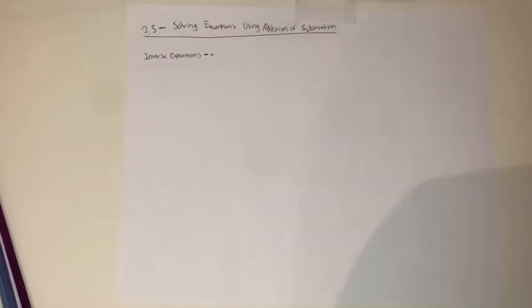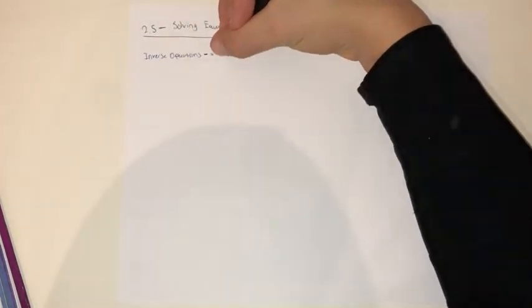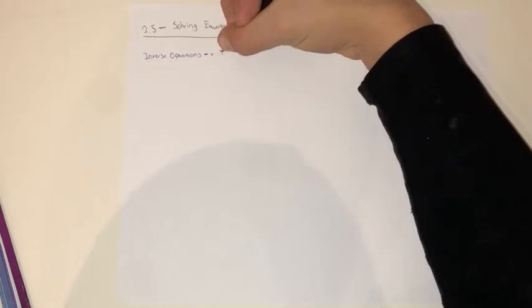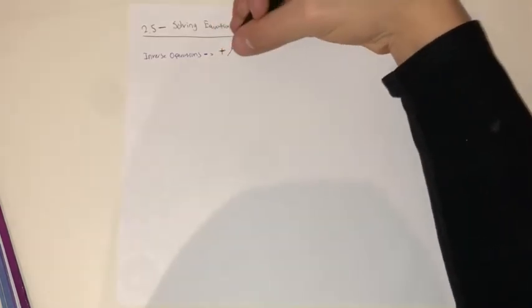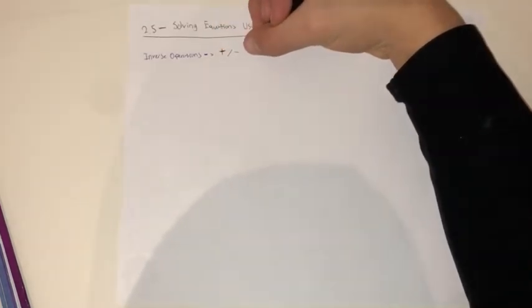Lesson 2.5, solving equations using addition or subtraction. This is what I tried explaining in the last lesson, but it gives it a more beginner's approach to how to do it. So you have to understand what inverse operations are. Inverse operations are things such as addition and subtraction, and multiplication and division. These undo each other.